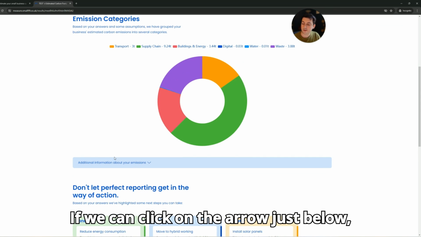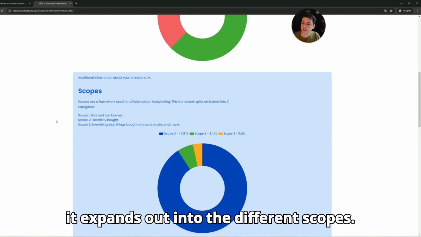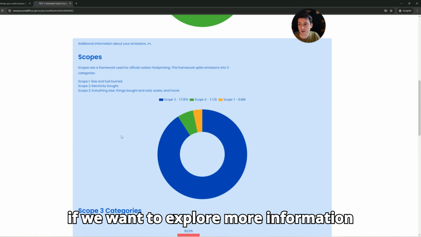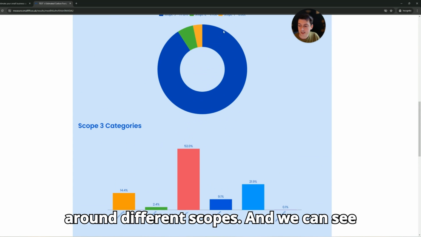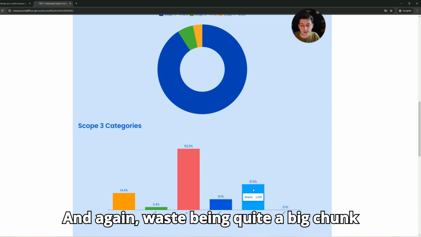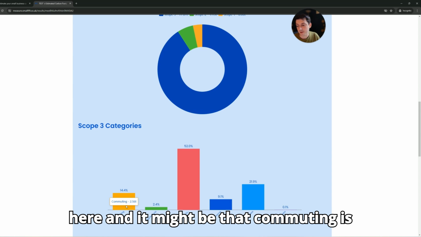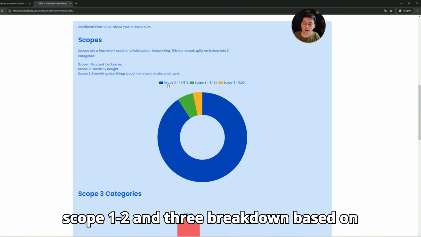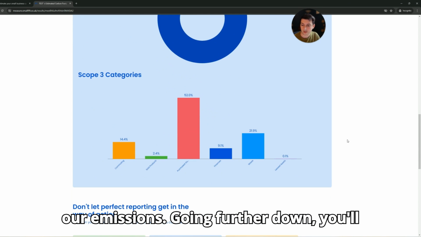If we then click on the arrow just below, it expands out into the different scopes. So again, we do have that language there if we want to explore more information around different scopes. And we can see that a lot of our emissions are coming from that purchased goods and services, and again, waste being quite a big chunk here. And it might be that commuting is relatively small. So we start to see our scope 1, 2 and 3 break down based on our emissions.